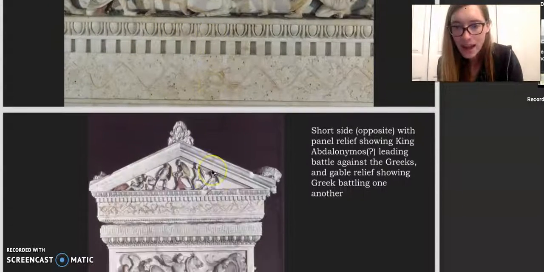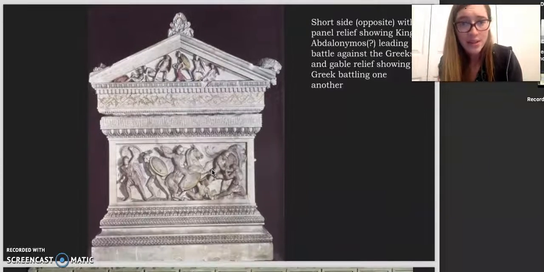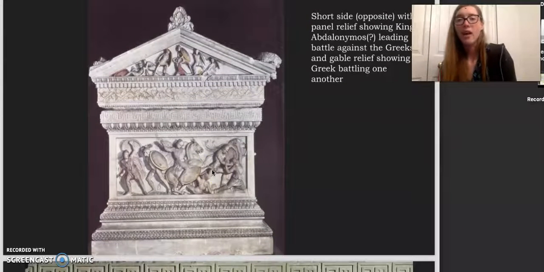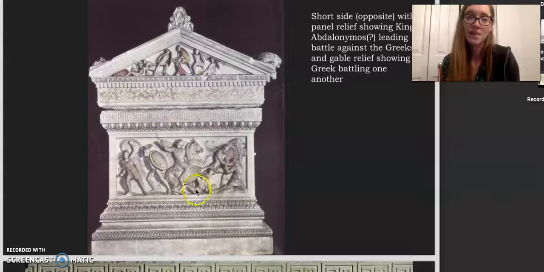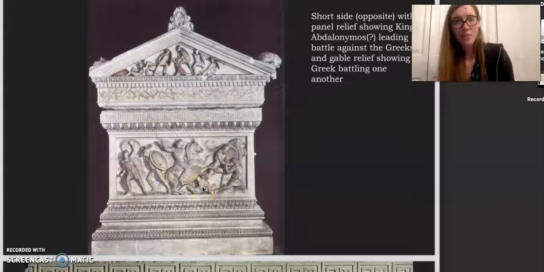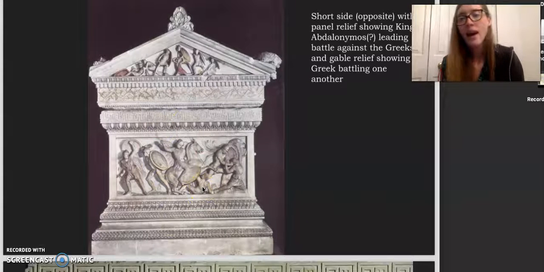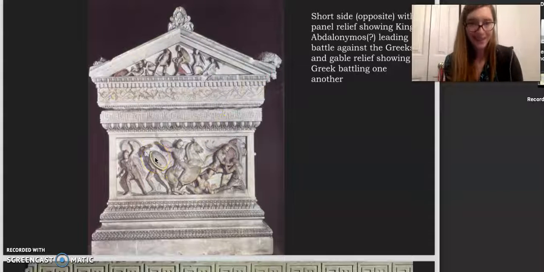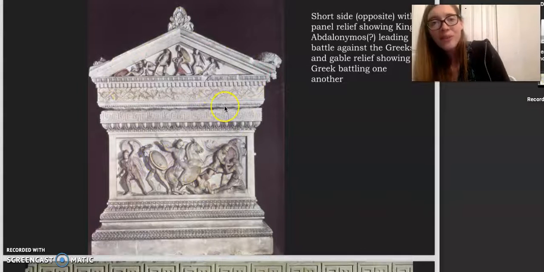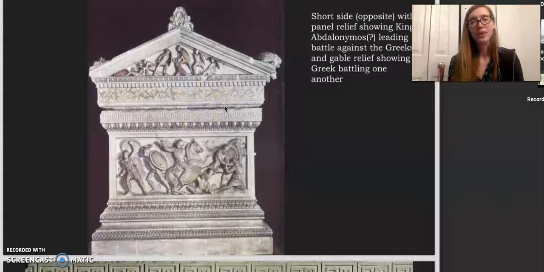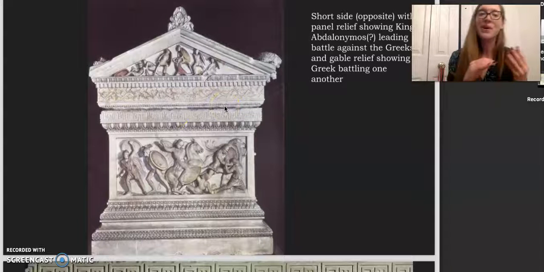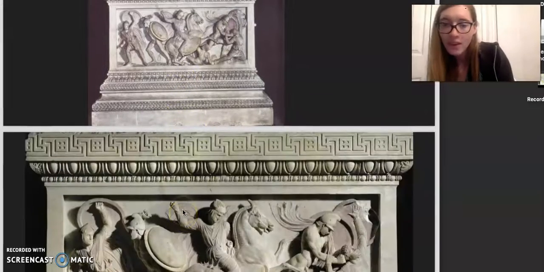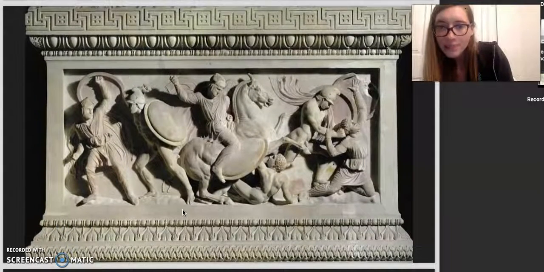So if I move down onto the opposite short side, here we have the rectangular panel relief representing the king himself, either Abdolonymus or Mazias, and then he is in battle against the Greeks. And then above we have, in the gable relief, Greeks battling against one another, interfactional warfare. Let's look more closely at that.